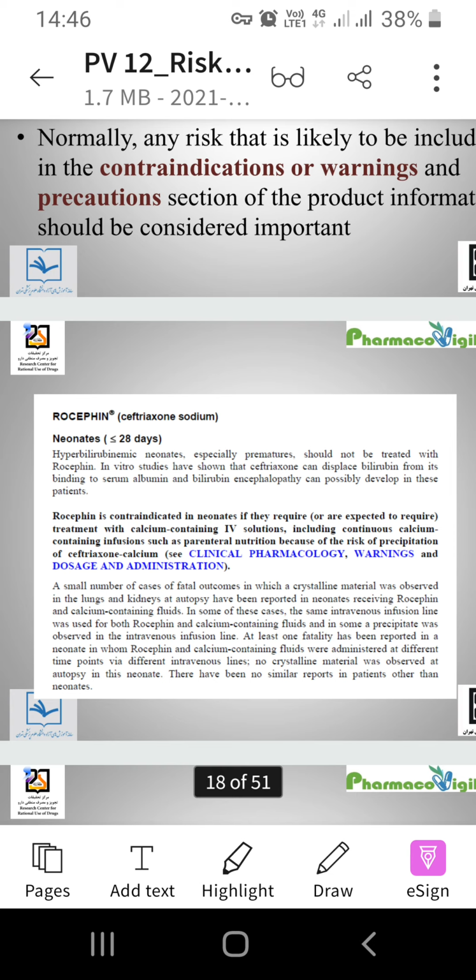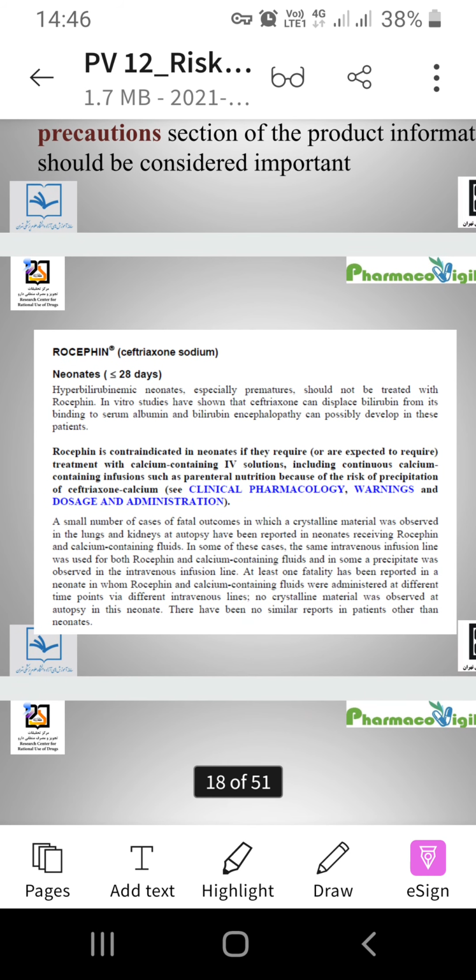A small number of cases of fatal outcome in which a crystalline material was observed in the lungs and kidneys at autopsy have been reported in neonates receiving Rocephin and calcium-containing fluids. In some of these cases, the same intravenous infusion line was used for both Rocephin and calcium-containing fluids, and in some a precipitate was observed in the intravenous infusion line. At least one fatality has been reported in a neonate in whom Rocephin and calcium-containing fluids were administered at different time points via different intravenous lines.